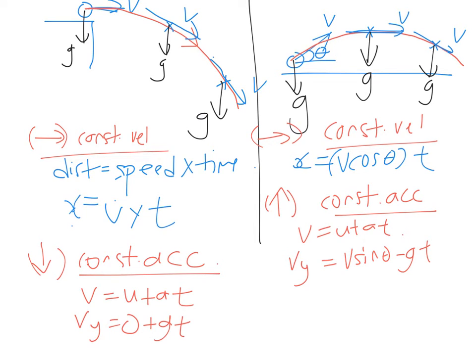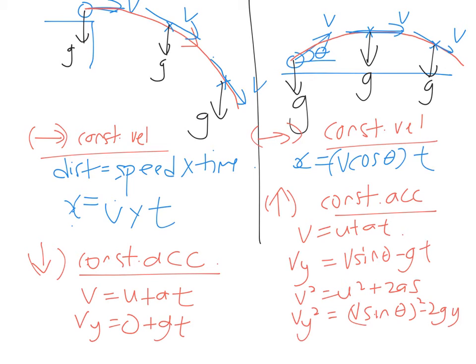Another example. Let's say we use v squared equals u squared plus 2as. So vy squared equals what? What is your initial vertical speed? V sine theta, minus 2gy. Do you understand that?